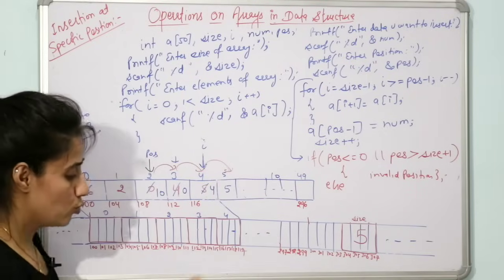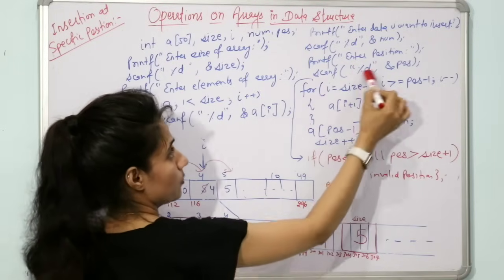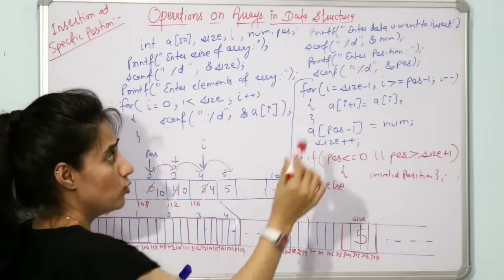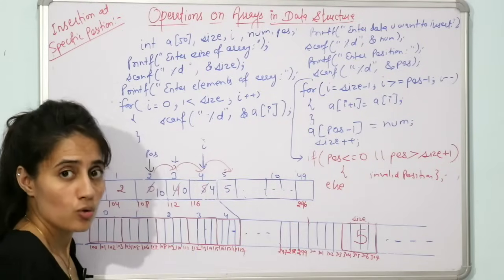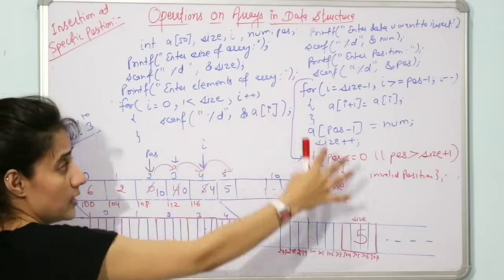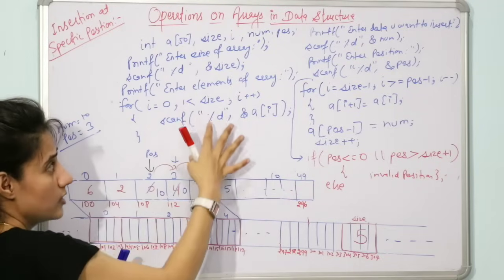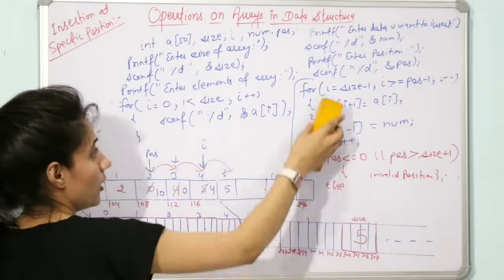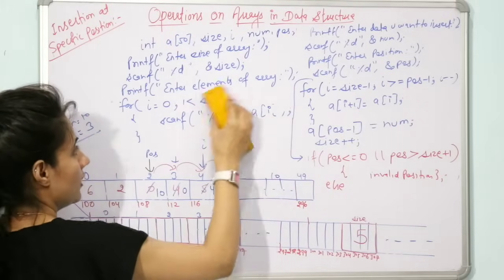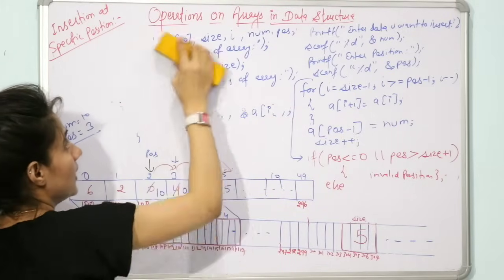You are not supposed to write, in that case, these lines, printf enter position and this, and you have to modify this for loop a little bit, fine. So this would be as it is, this would be as it is. You are going to write this thing, I am going to rub this thing, and I am just going to write down this updated for loop at the beginning.